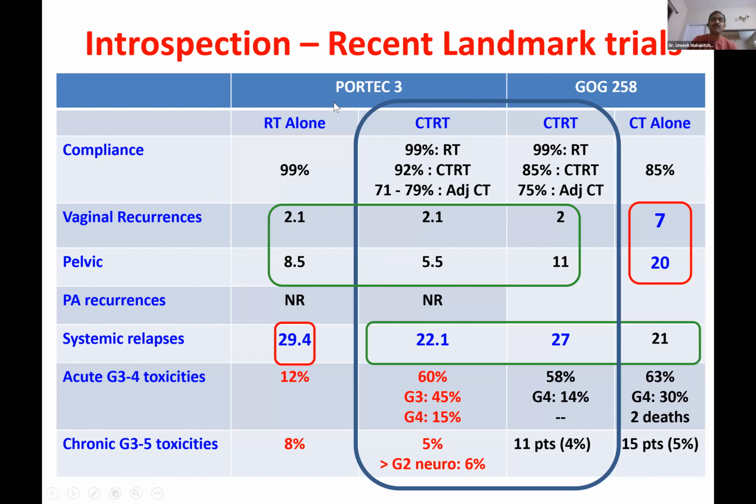In PORTEC-3, the standard arm was RT alone, and the study arm was CTRT. In GOG-258, chemotherapy alone was the standard arm, and the study arm was CTRT. And I've clubbed the CTRT arms in the center.